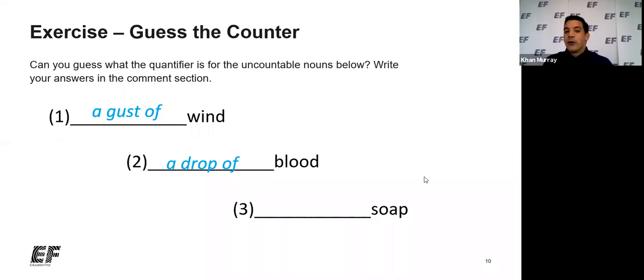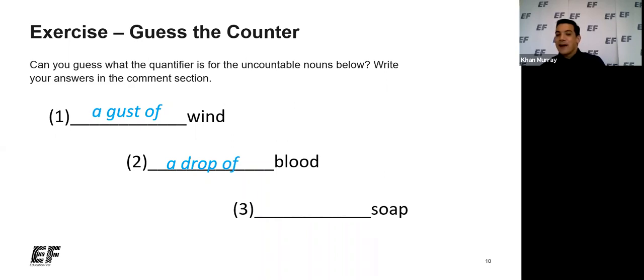And finally, for soap, any ideas? Any ideas for soap? A bowl of soap? Not a bowl of soap. Good guess. A bowl of blood? Were we talking about the blood one? Any ideas?